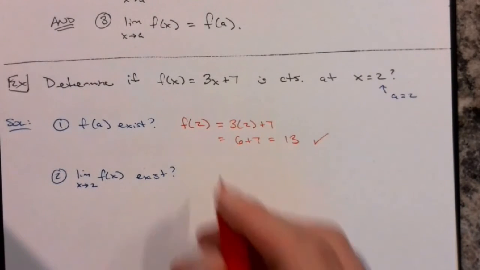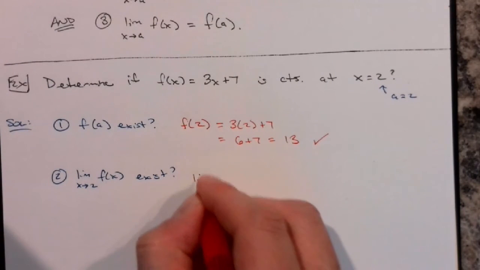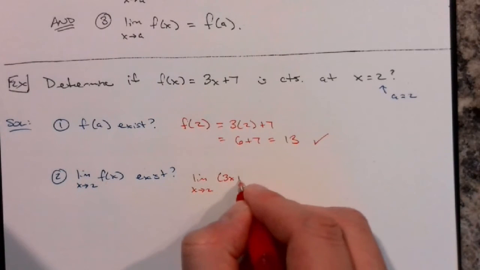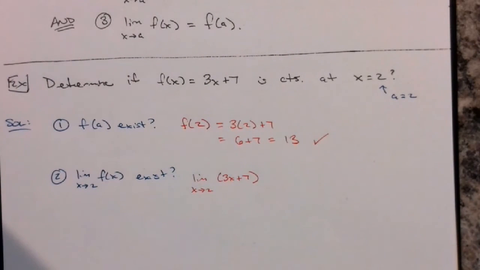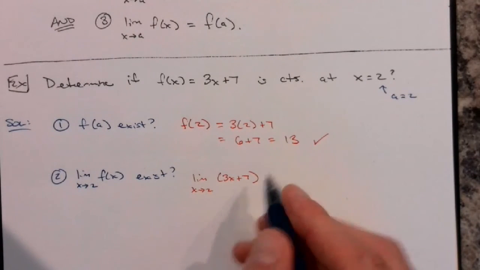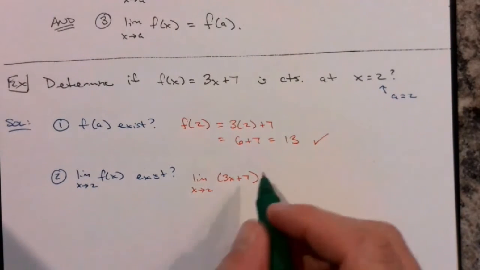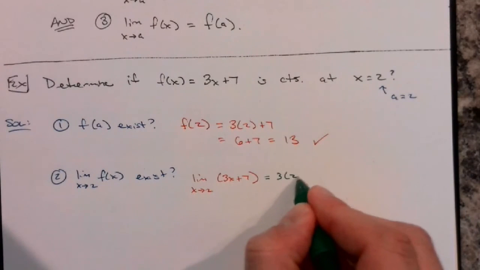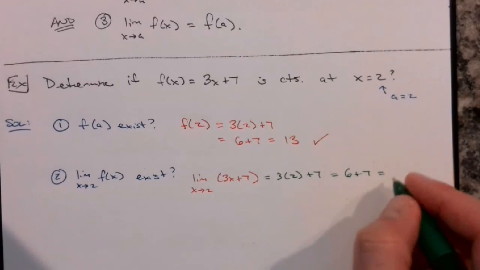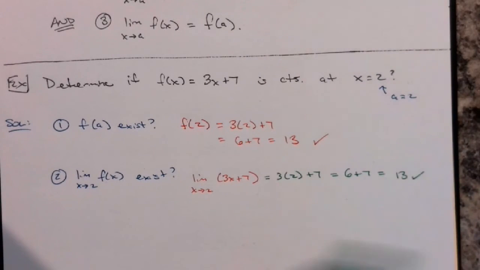Well, that means that when we do this, we're going to take the limit as x approaches 2 of f of x, which is 3x plus 7. From earlier, if you remember, as long as 2 is in the domain of 3x plus 7, we can substitute 2 right in. Since the domain of 3x plus 7 is all real numbers, I could substitute right away. So I have 3 times 2 plus 7, which is 6 plus 7, which equals 13. So the limit does exist.